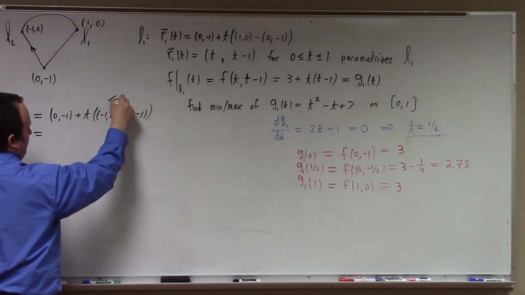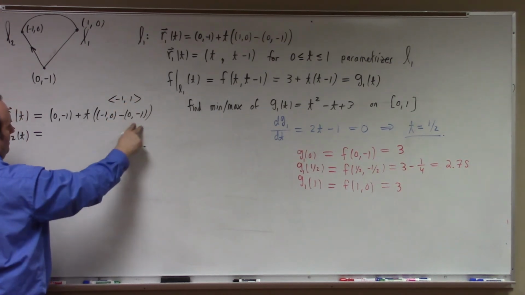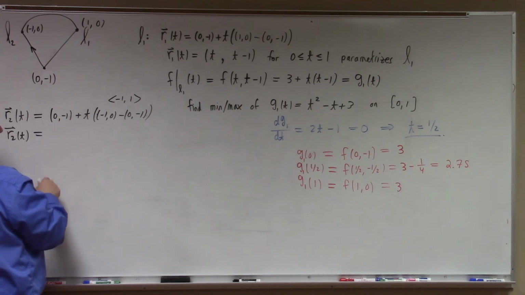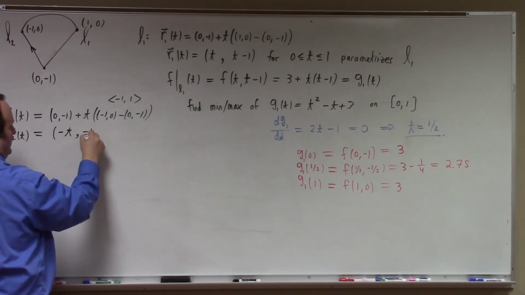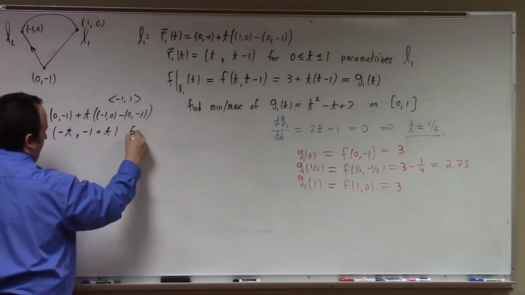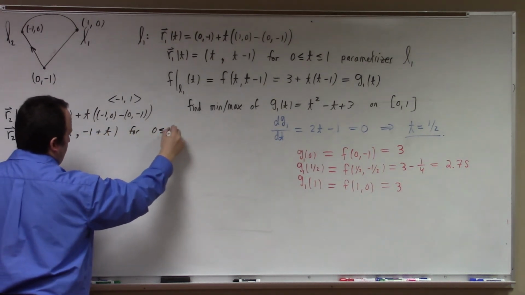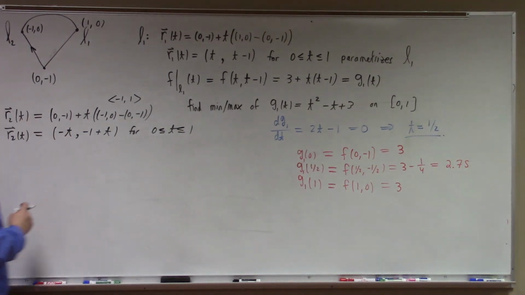This is just what? Minus 1, 1. So it looks like we've got minus t, comma, minus 1 plus t, with 0 less than or equal to t less than or equal to 1. Let's check it. Put t equal to 0, I get 0, minus 1. Good. Put t equal to 1, I get minus 1, comma 0. All right, so it does parameterize L2, as I claimed.